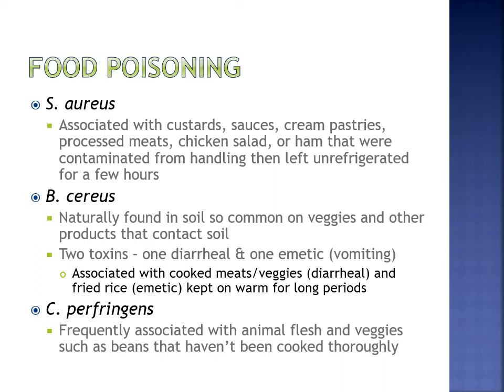So you find it, for example, in a lot of custards or pastries or sauces. You also find it in some processed meats. It's very common in chicken salad. That's more because usually chicken salad is made and then left out for a few hours, so it starts growing really, really fast. And you also find it in ham now and then. Typically, all of these are just contamination from handling and then being left unrefrigerated for a couple of hours. Things like banquets or cookouts or picnics, things like that.